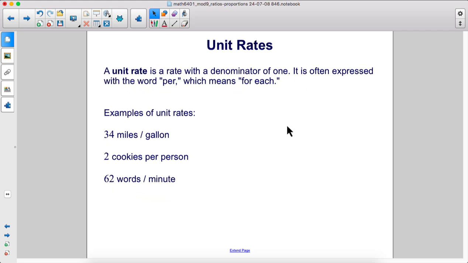A unit rate is a rate with a denominator of 1. It is often expressed with the word per, which means for each. Examples of unit rates: 34 miles per gallon, 2 cookies per person, and 62 words per minute.